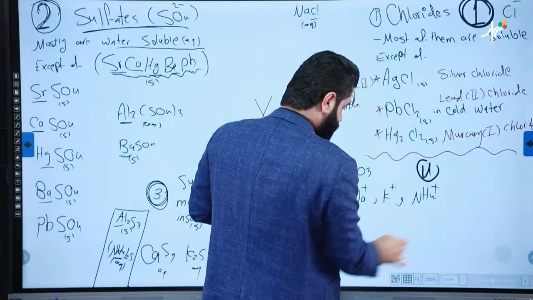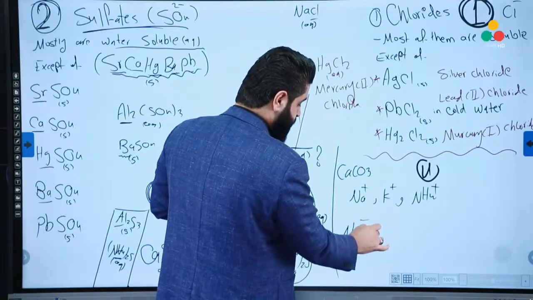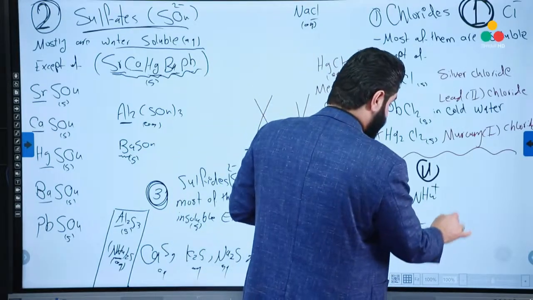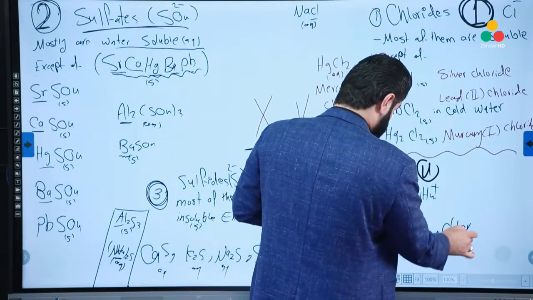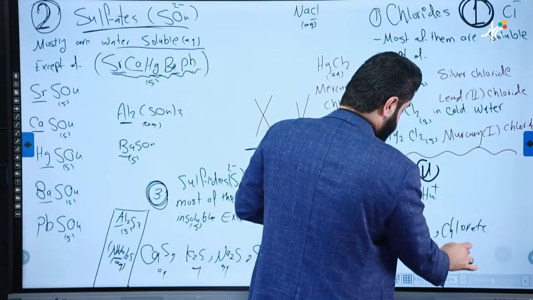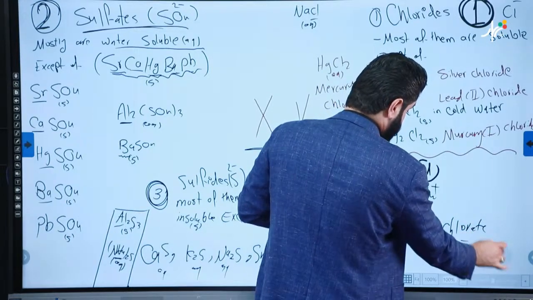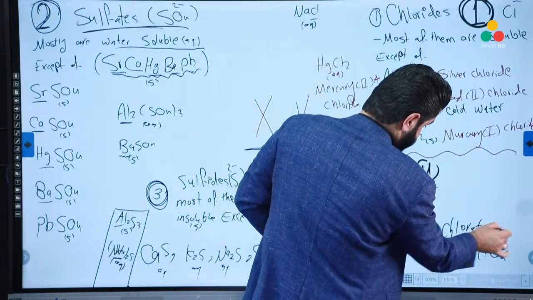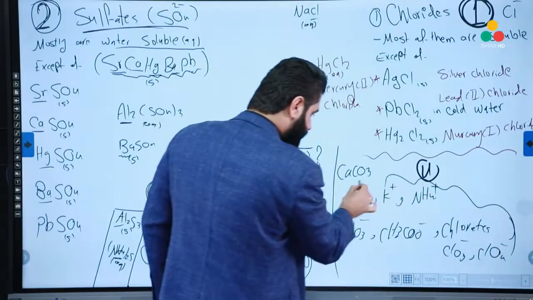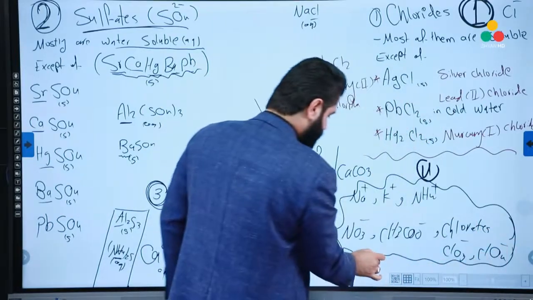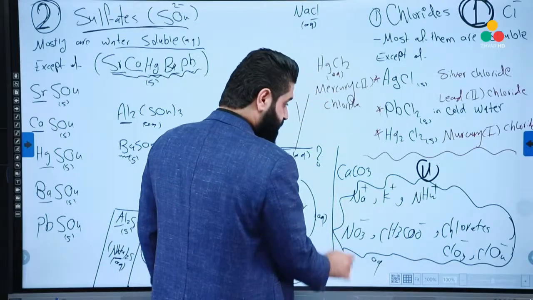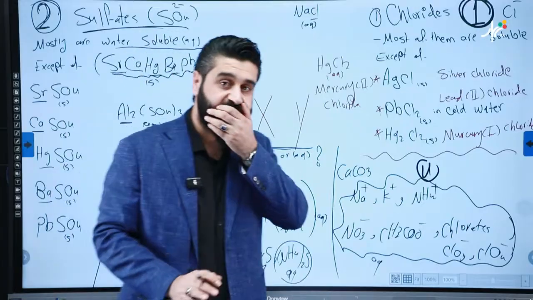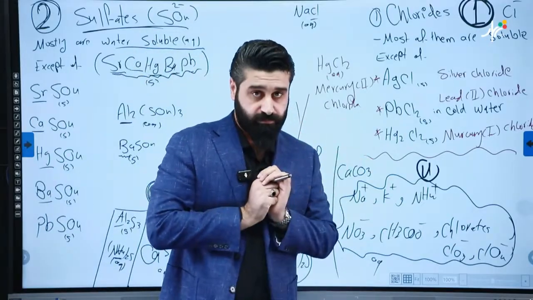If you see some of the following ions, NH4 and NO3, CH3COO, which is the acetate, and chlorates, which are ClO3 negative and ClO4 negative. Chlorates, okay? If you see one of the following, the compound must be AQ. If not, it must be solid. Okay? That's how you will predict the solubility of any solid ionic compound.